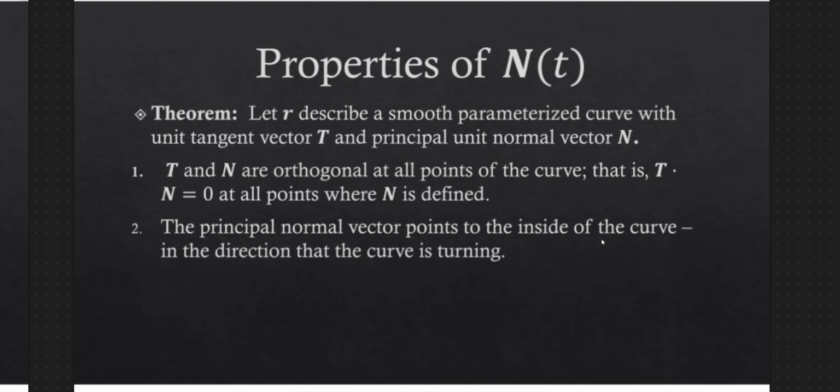So I'm not going to prove this one, but at least it should be motivated that it should point to the inside of the curve, because again, it's a scalar multiple of dT/ds. And we know dT/ds is telling us the direction of the change of the unit tangent vector. So okay, let's prove the first one. So why is it true here?